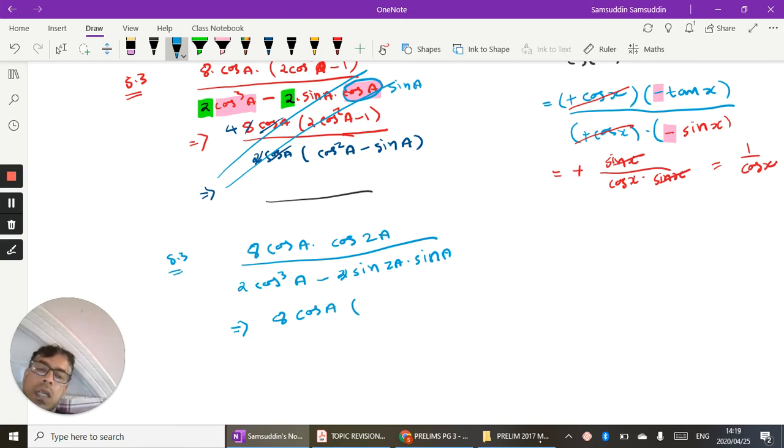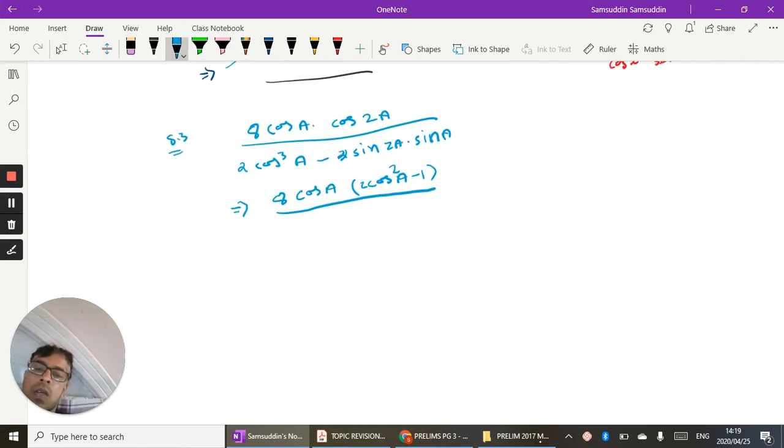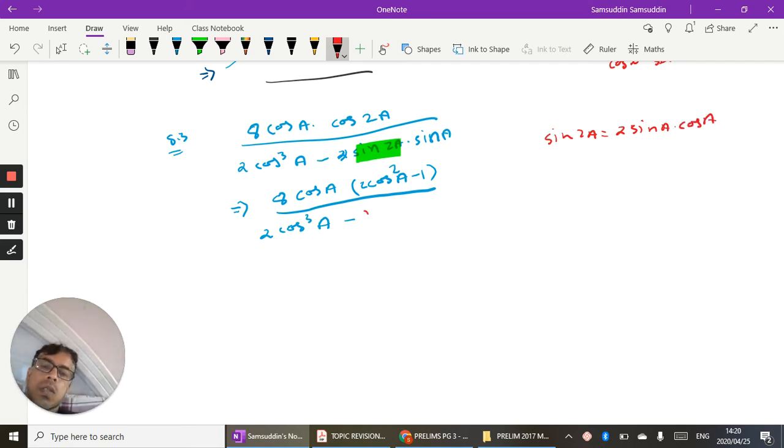I can open it as out of 3 formulas. 2 cos squared A minus 1. If I'm not going to use it, I may use a different formula instead of that. Denominator, I can keep cube A as it is, as sine 2A, and replace with its expanded form. Sine 2A is 2 sine A cosine A. So that's 2 sine A cosine A times sine A.